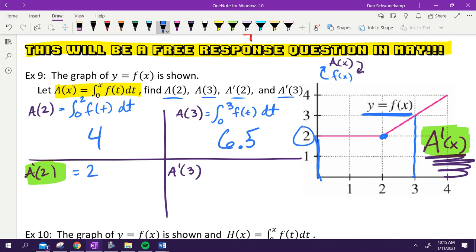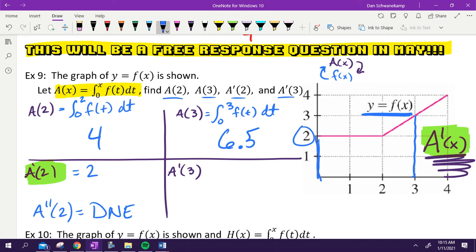Let's turn it up a notch just because we could. What if I asked for A double prime at 2? What would A double prime at 2 be? Nah. It is DNE. Why does the slope not exist at 2? Corner point. We can't find the derivative at a corner point.